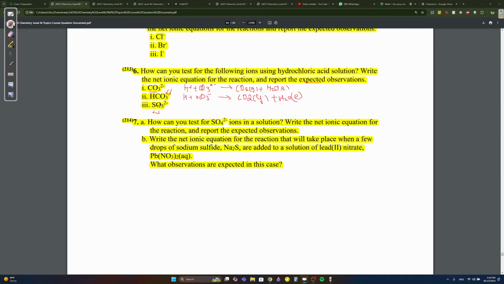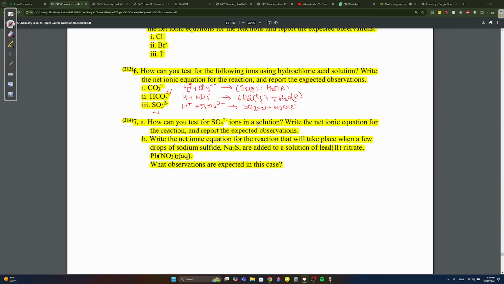SO3 2-: when you add an acid to SO3 2-, it's always going to be... I should have put a plus here for H. So H+ plus SO3 2- behaves like CO3 2-. So it's going to be SO2 gas and water.